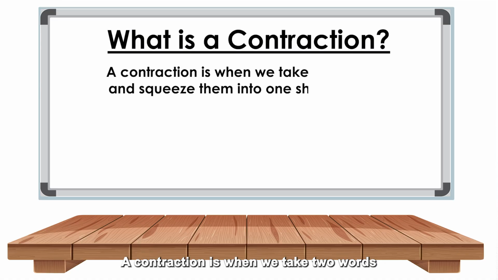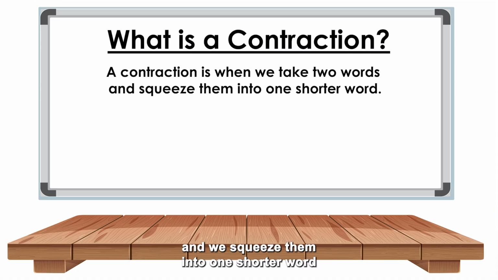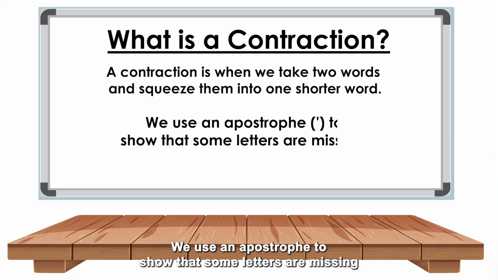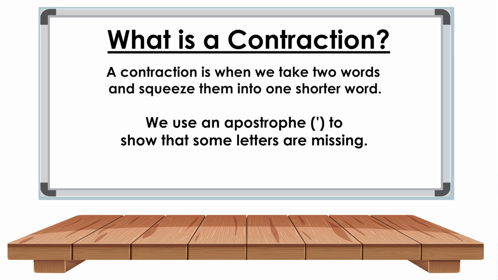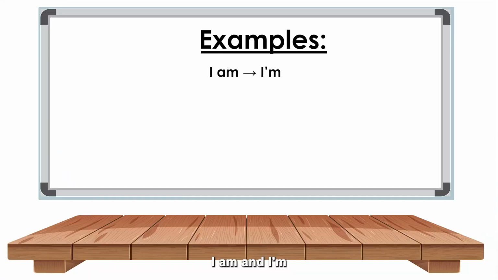A contraction is when we take two words and we squeeze them into one shorter word. We use an apostrophe to show that some letters are missing. For example, I am and I'm. You are and you're.